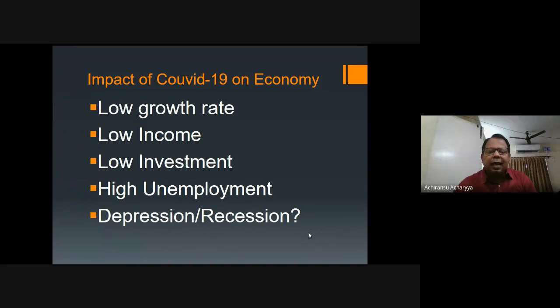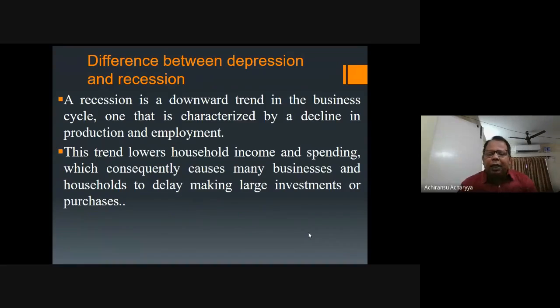So there's a difference between a depression and a recession. A recession is a downward trend in the business cycle, one that is characterized by a decline in production and employment. It's a kind of temporary phenomenon because it's a business cycle, going down and then again going up. This trend lowers household income and spending, which consequently causes many businesses and households to delay making large investments or purchases. So the moment such a recession takes place, there's a fall in investment and a fall in expenditure, right? So that's what a recession is.